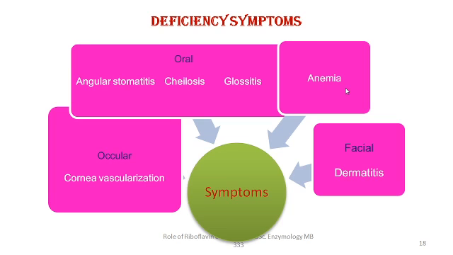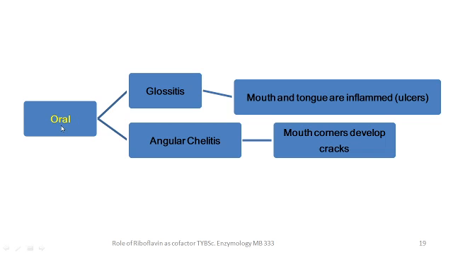So, coming down to the details of the oral symptoms that are seen due to the deficiency of the vitamin, which can be termed as glossitis and angular cheilitis. In glossitis, the mouth and tongue are inflamed. That is, you get ulcers in the mouth and tongue, reddening of the tongue, ulcers in the whole oral cavity due to the deficiency of riboflavin. The angular cheilitis is your corners of the mouth or corners of the lips. They develop cracks, they become dry.